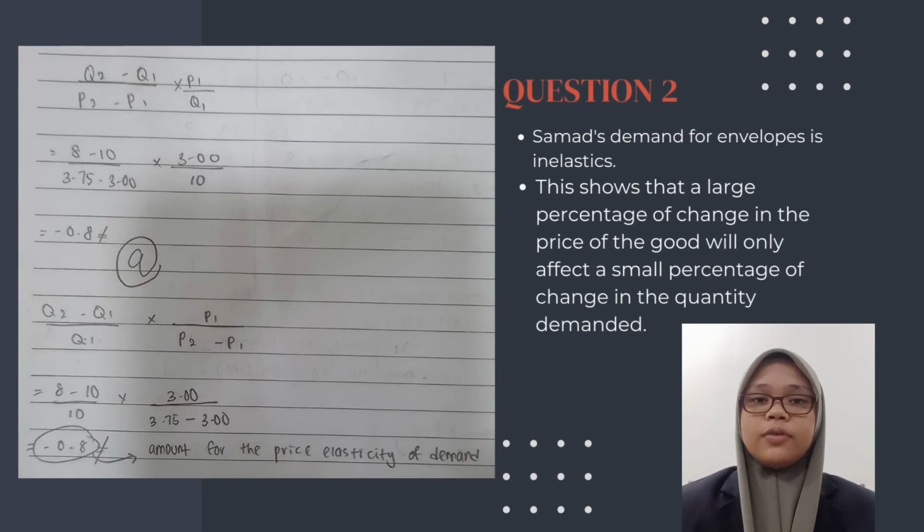Thank you, Najha. For question number 2, the answer is that the demand for envelopes is inelastic. This is because the price of an envelope increased from RM3 to RM3.756. Besides, it also shows that someone can only buy 8 boxes out of 10 after the price increase. The price elasticity of demand also shows a value of 0.8. This shows that a large percentage change in price will only cause a small percentage change in the quantity demanded. That's all for me. I will pass this presentation to Miss Aisyah for the next question.